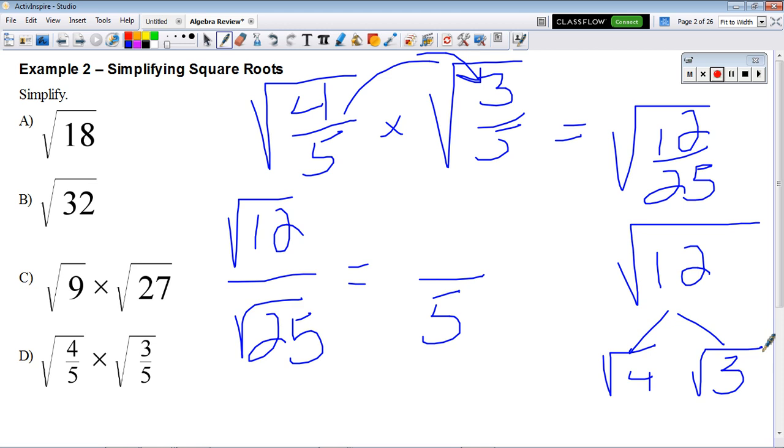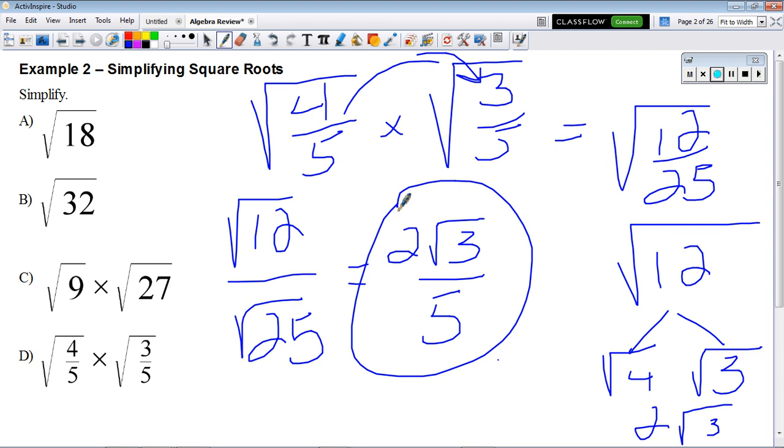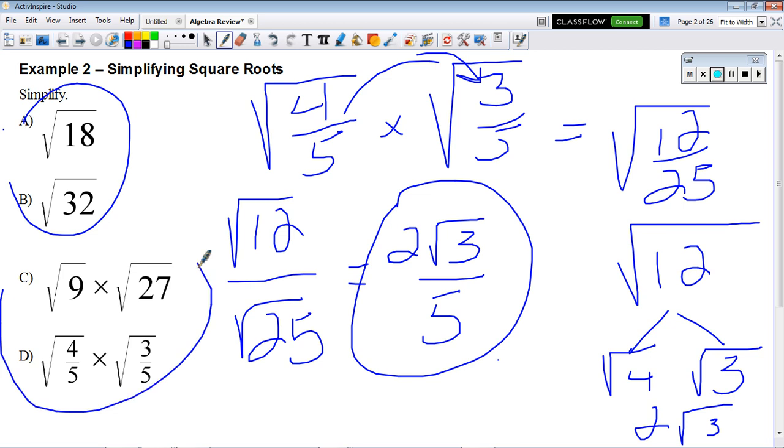So the square root of 4 is 2, and then the square root of 3 would just stay the square root of 3. So I would have that on the top here, 2 times the square root of 3. So you'd end up with something like that for the numerator. So the answer to this would be 2 square root of 3 over 5. So that's some different things with simplifying square roots, taking square roots and simplifying, as well as some different things that we talked about in the previous example with multiplication and division.